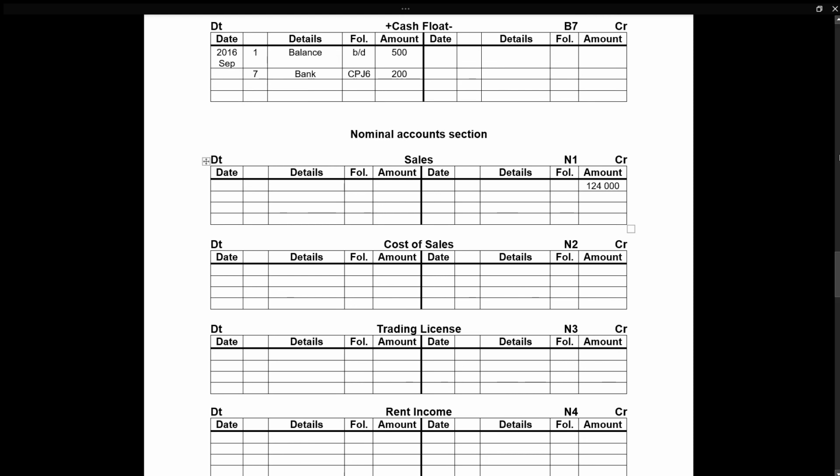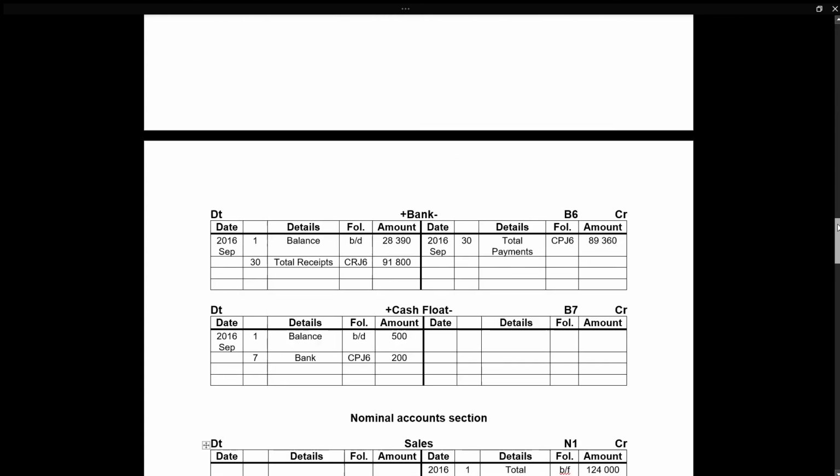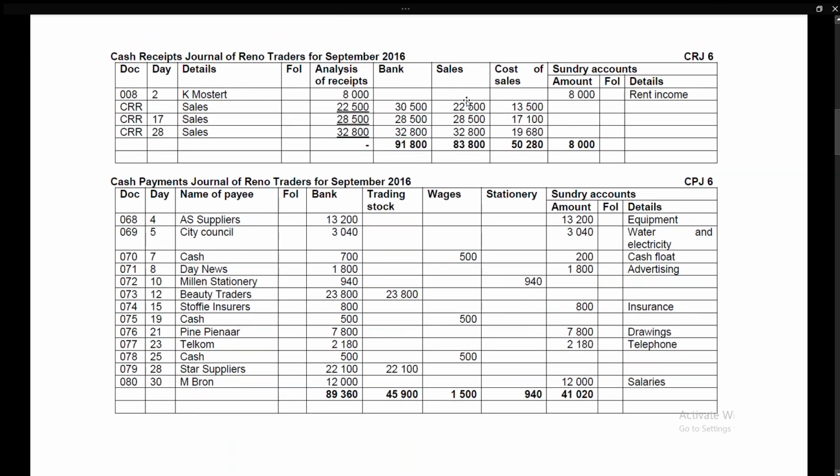Right, so BD becomes brought forward, BF. My details will be total; balance becomes total. It works exactly the same, just a different term, 1st of September 2016. Right, and then we would have had more sales during the current month. I'll go straight to my cash receipts journal.